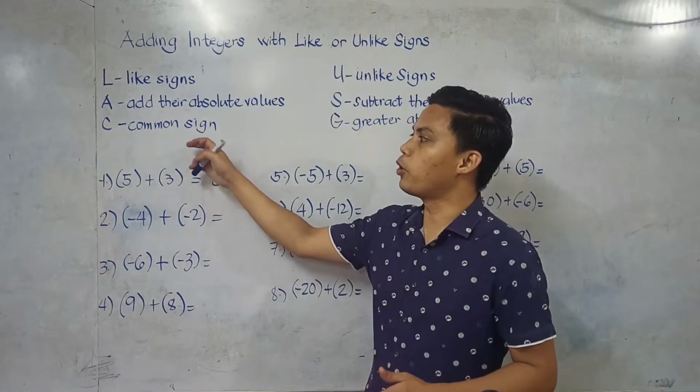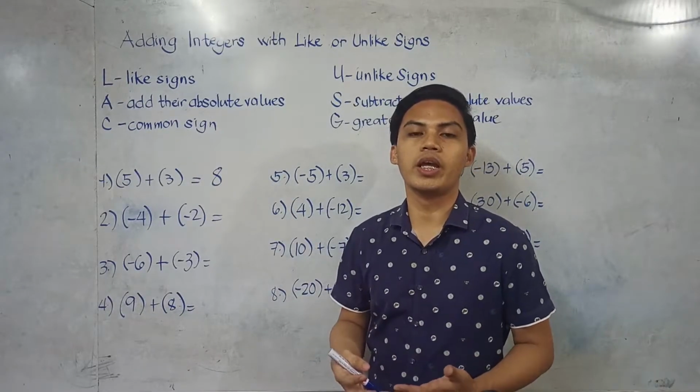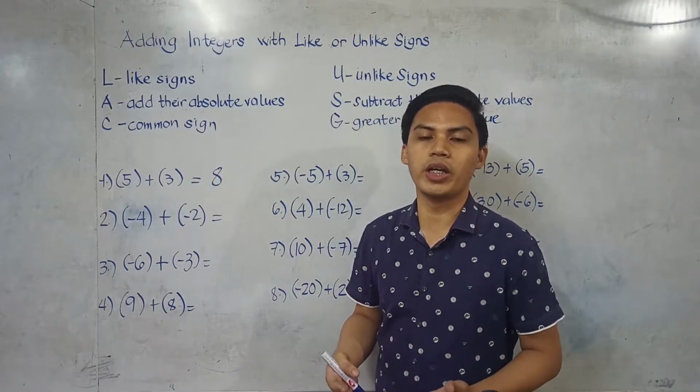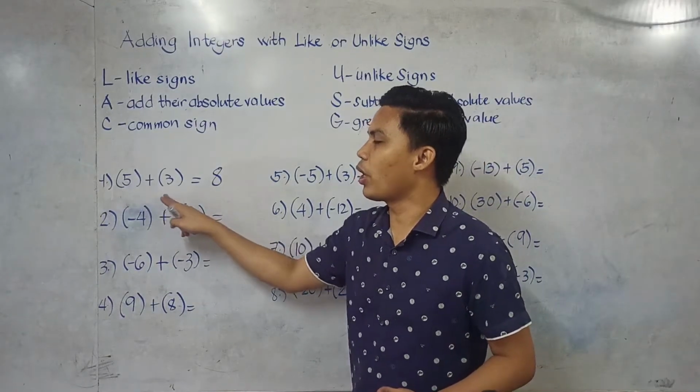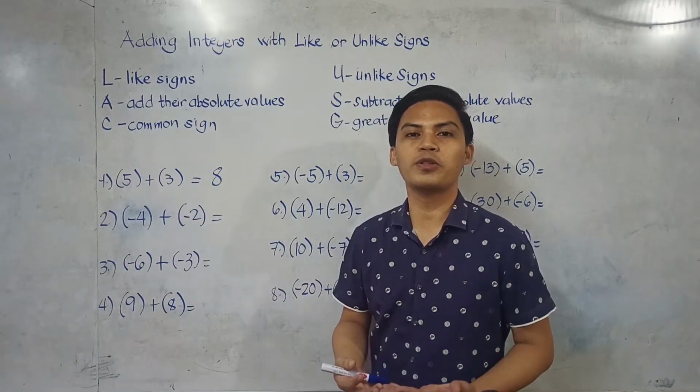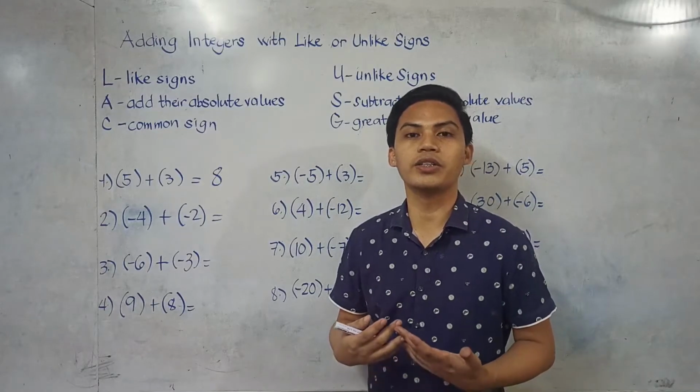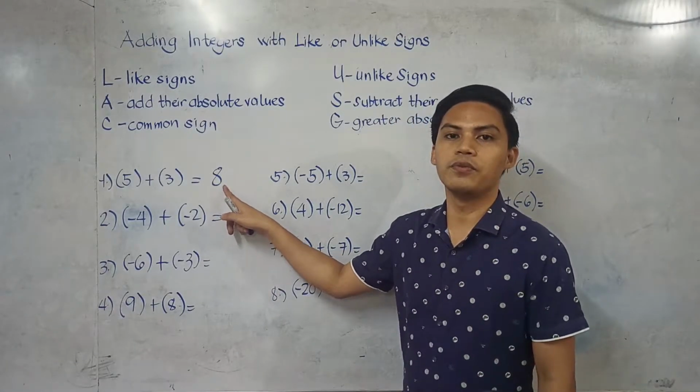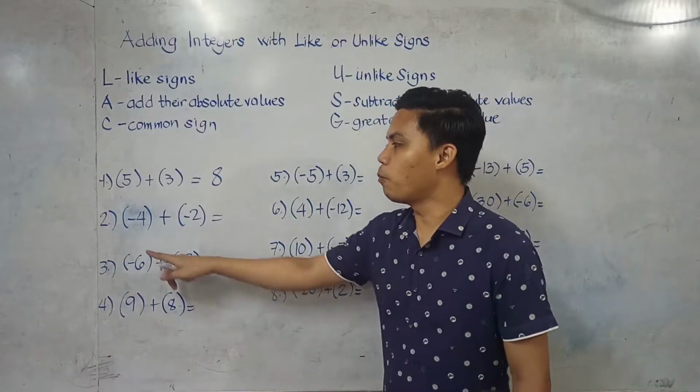Now, yung last step, we're going to copy the common sign. Ano yung sign na common sa dalawang integers? So, since they are both positive, therefore ang common sign nila ay positive, kaya ang final answer natin would be positive 8. Okay. How about number 2?